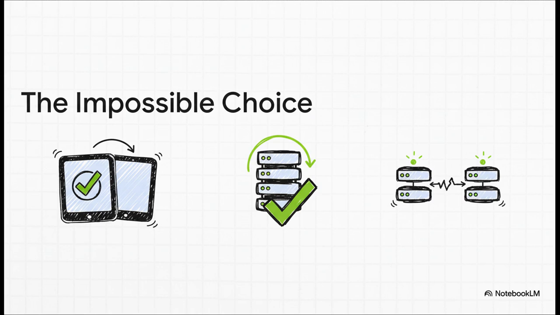But doing that creates what engineers call the impossible choice. See, in a perfect world, you want to promise three things. First, consistency, meaning everyone sees the exact same data at the exact same time. Second, availability, meaning your app is always online and working. And third, partition tolerance, which is just a fancy way of saying the whole thing doesn't fall apart if the network connection between your data centers breaks.